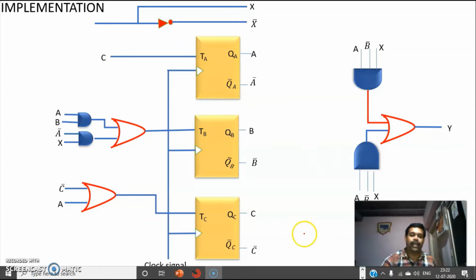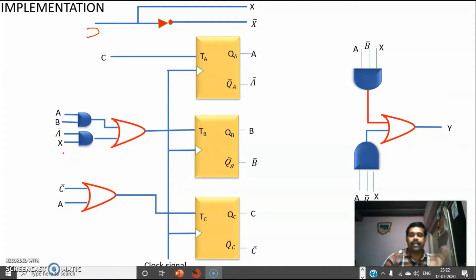T flip-flop. Okay, this is the implementation. So you have to draw 3 T flip-flops. T flip-flop has only one output, and the output of the first one is A, the second one is B, and the third one is C. Then this is the input X, and this is X, and this is X bar. Similarly, you have the expressions for TA, TB, and TC, and depending upon that, you give the connections. Okay, so we have completed the third problem.